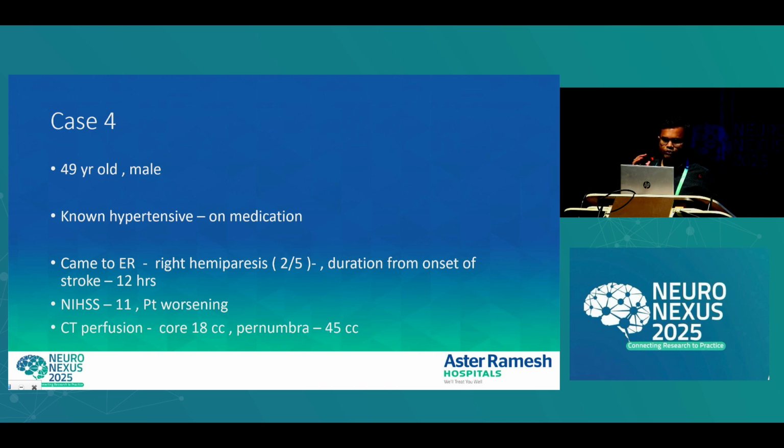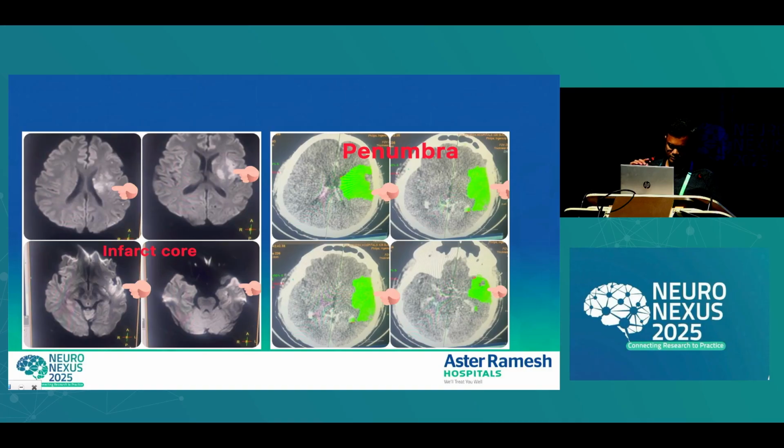Coming to the next case, a 49-year-old male patient who is a known hypertensive on medication, came to the ER with right hemiparesis. From the onset of stroke, the duration is 12 hours, NIHSS is 11. As the patient is worsening, on MRI there is significant clinical and imaging mismatch. The infarct size is relatively less, but clinically the patient is worsening. So we proceeded with perfusion imaging, which showed a significant area of penumbra.